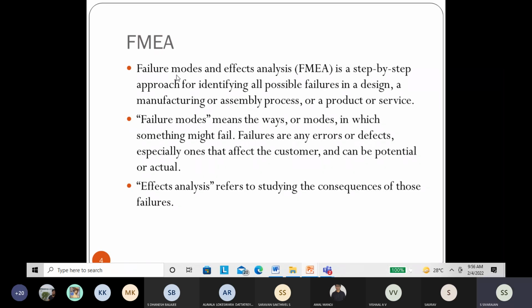So this is a failure mode effect analysis. It's a step-by-step approach for identifying all possible failure modes. So that's what failure mode is going to be about. What is the failure mode? The failure mode. And finally, we have to give the recommendation.